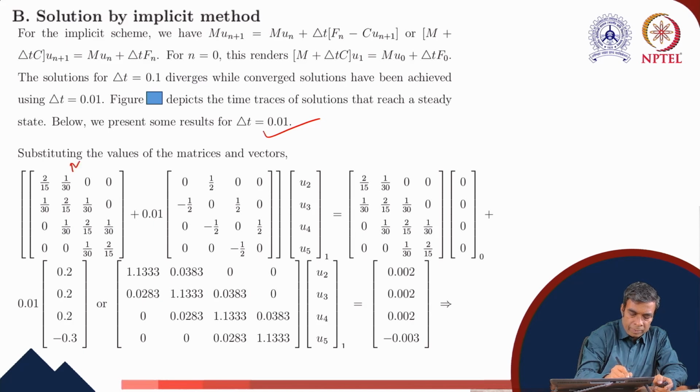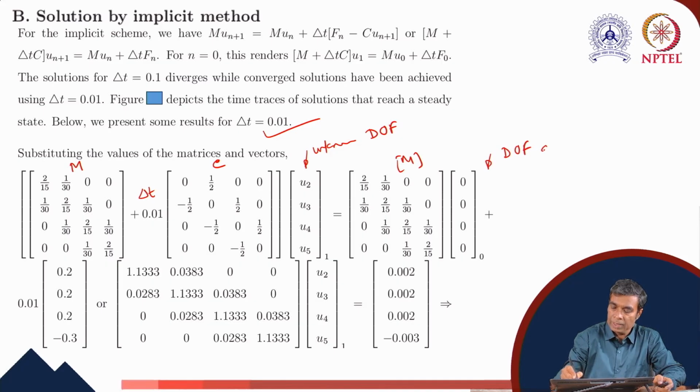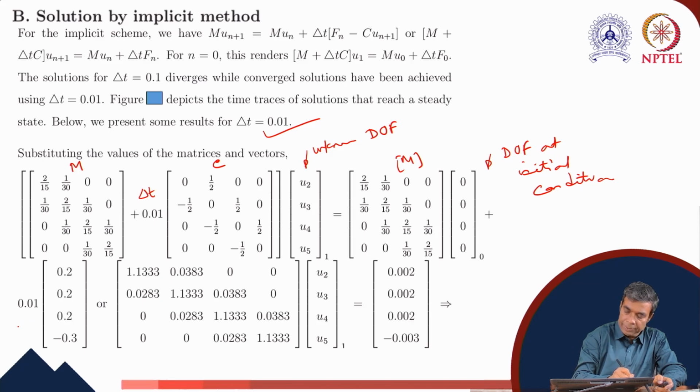This is our consistent mass matrix. This is our delta t. This is our assembled convection matrix. This is the degree of freedom which we are calculating right now, the unknown DOF at level 1. This is again the mass matrix. This is our DOF at initial condition. This is again delta t, and this is our load vector F0 at the initial time level.